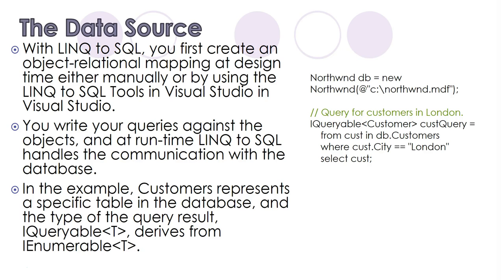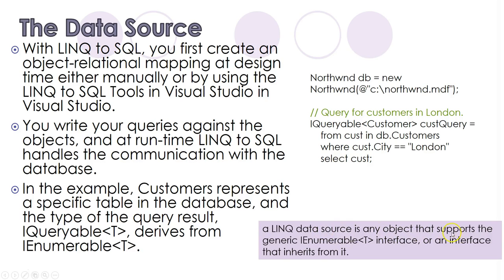In this example, you have the Northwind database. You created a Northwind database in this database object, and then you are querying customer. Now, customer is a type, and it is a table in your database. Cust query is a query, and in this query, you have cust in table customer, where cust.city is equal to London, and then you select that cust. So this is creation of a query. You are not executing the query, but you are creating a query.